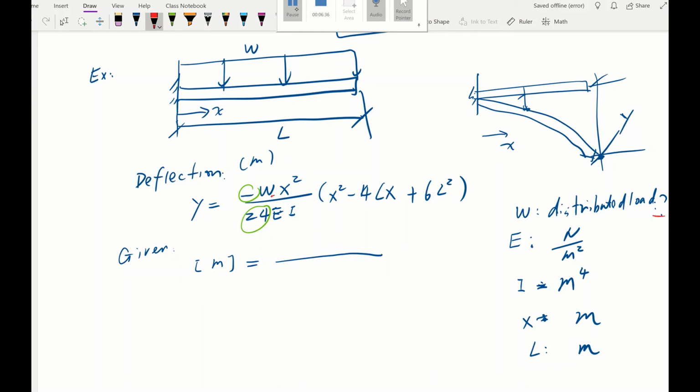So now immediately we're going to get into omega. Omega is what we are solving. So omega right here. Then we have X. X is the distance from the support. That's in units of meter, so it's meter square.